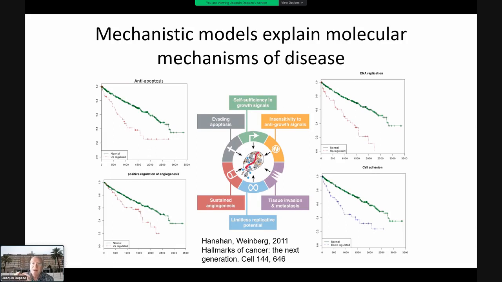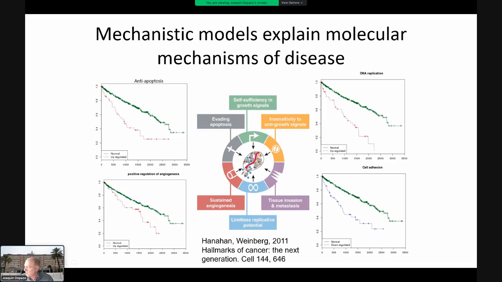You can see that patients with a high activity of anti-apoptosis have a clearly worse prognosis. Patients with a high activity of DNA replication die clearly more than the patients with a lower activity. Patients with low cell adhesion die more than the rest of patients. And the same with patients with a high angiogenesis. So we can see how we can infer a function which has to do with a phenotype, and the phenotype has a consequence, and this consequence is patient survival, and there is a clear correlation.